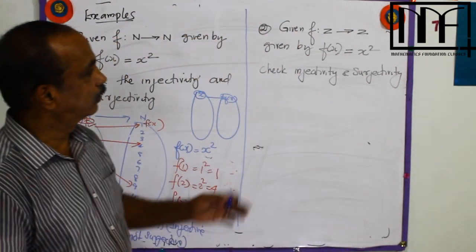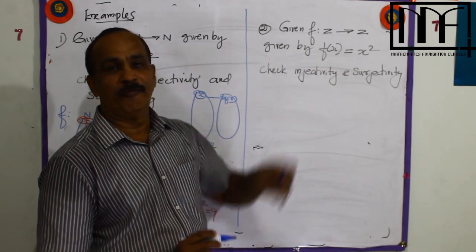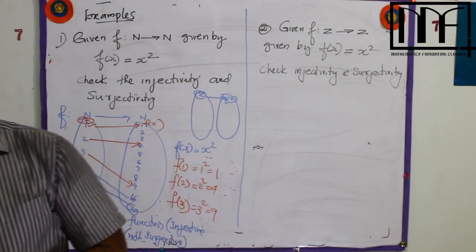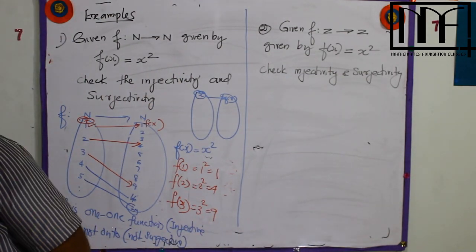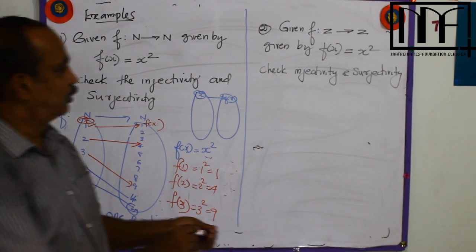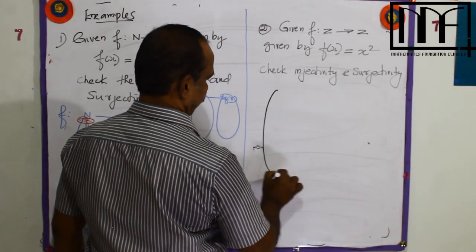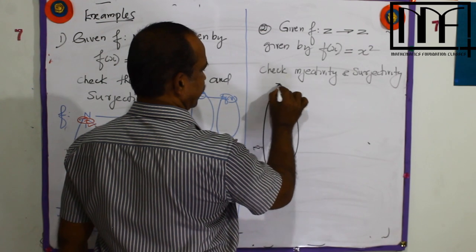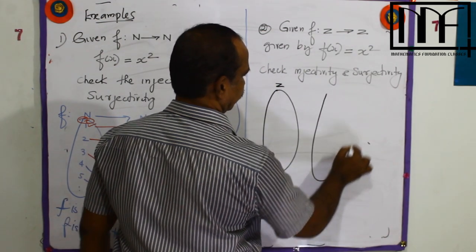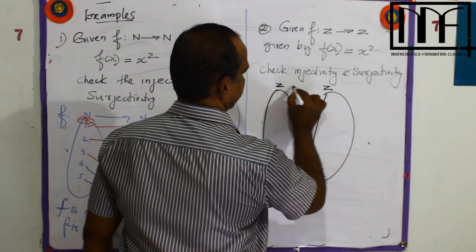Let's see the second example here. In this case, the function is defined from Z to Z. Z is integers. Integers to integers.